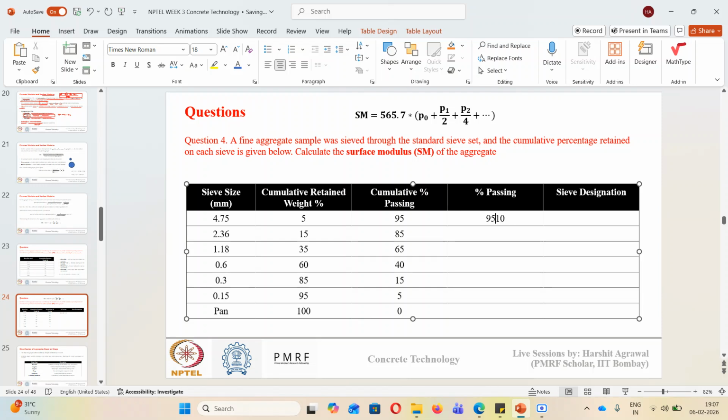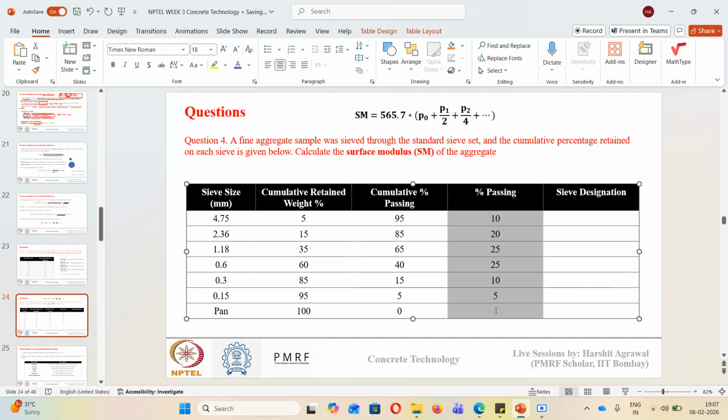So it will be 10%. Similarly, 85 minus 65 will be 20%. 65 minus 40 will be 25%. 40 minus 15 will be 25%. 15 minus 5 will be 10%, and 5 minus 0 will be 5%.